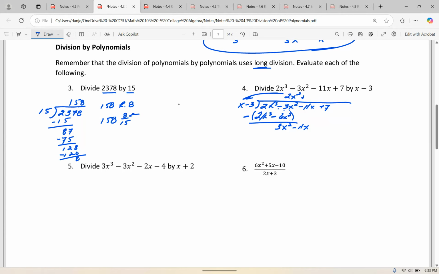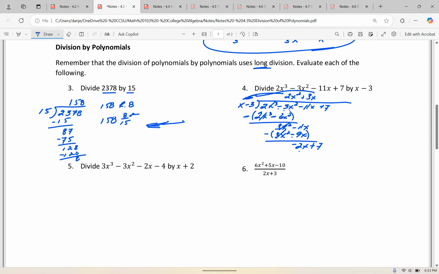So this is plus 3x, because now when I do 3x times the x minus 3, I have 3x squared minus 9x. And again, I subtract, just like in the process over here to the left for long division. 3x squared minus 3x squared cancels. Negative 11x minus negative 9x is a negative 2x plus 7.